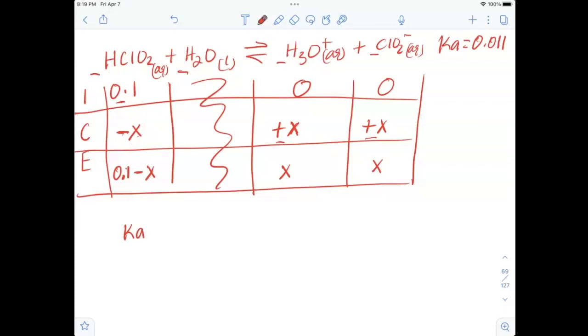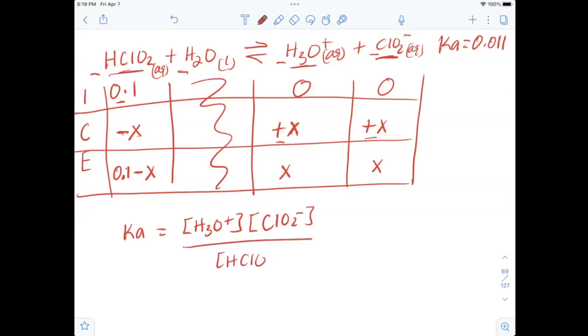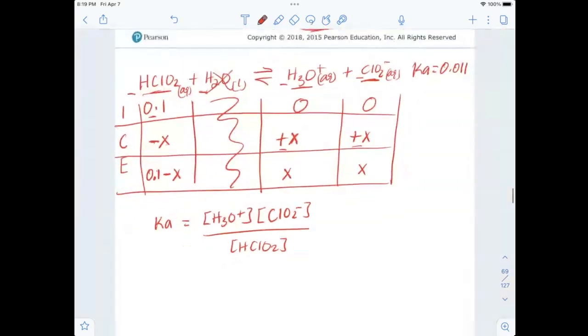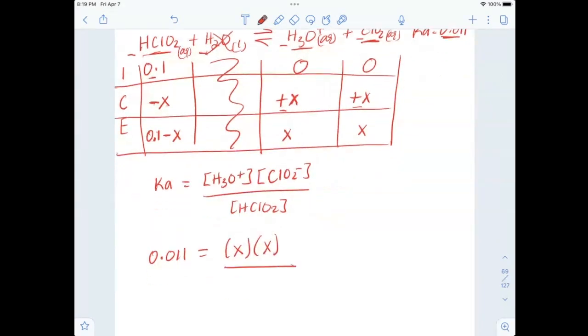Then we're going to be dealing with the Ka expression, which says [H3O+], this is your product, times the concentration of ClO2-, that's the other product, divided by this reactant, HClO2. Remember, we ignore the water. Water does not make it into the Ka expression. Then plug in your values. You take this number that goes over here, 0.011 equals x times x divided by 0.1 minus x.